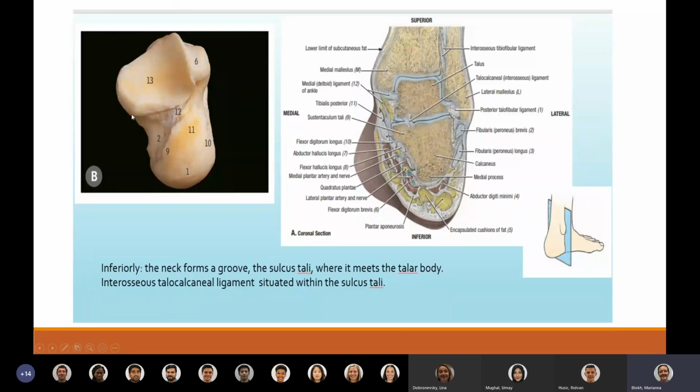So one thing important to remember about the neck, if you look inferiorly at the bottom, the neck has a groove, and that's your sulcus tali. Remember, the sulci are named for the bones that they actually correspond to, not like the facets. On the talus, the sulcus is called sulcus tali. On the calcaneus, it's sulcus calcaneus. So that stays according to the bone that it is with, or it is at. So the neck forms a groove, the sulcus tali, where it meets the talar body, okay?